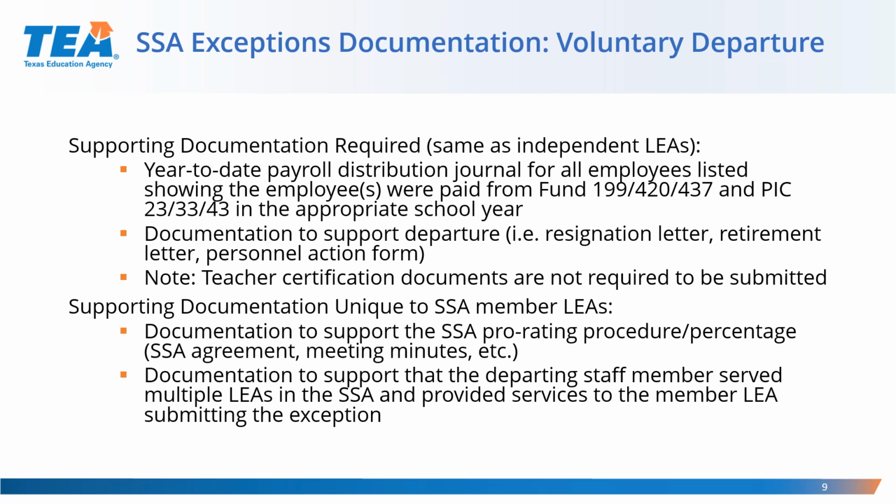Additionally, for SSA member LEAs, include documentation to support the SSA prorating procedure and/or percentage, such as the SSA agreement, meeting minutes, etc. Also, submit documentation to support that the departing staff member served multiple LEAs in the SSA and provided services to the member LEA submitting the exception. We will go over some examples in the next few slides.